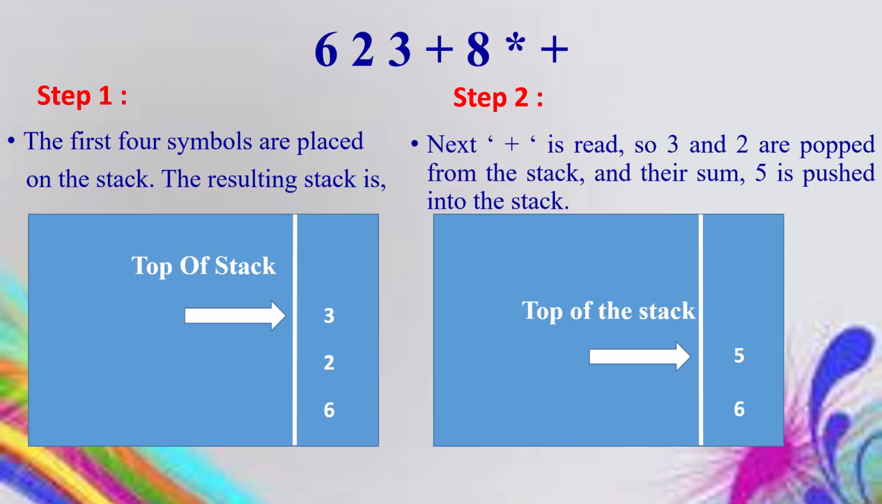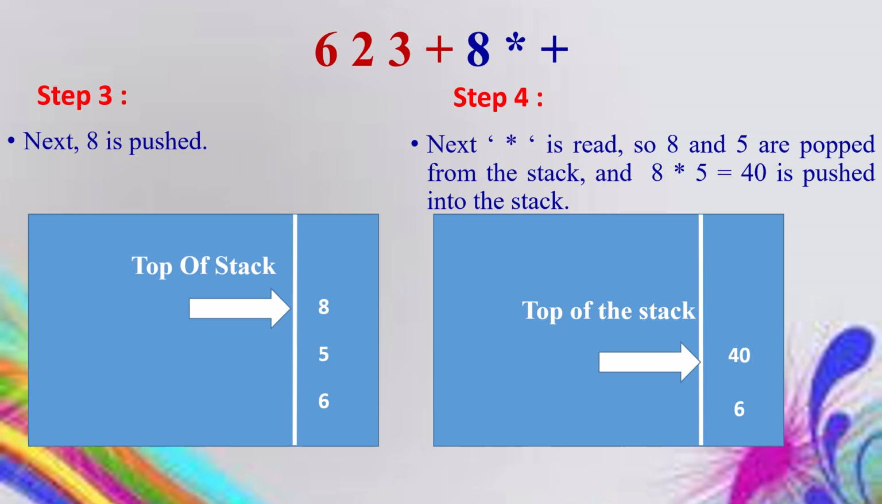Now we see a plus sign, an operator. We pop the two numbers 3 and 2. We calculate 2 plus 3 which gives us 5 and push that result back onto the stack. Next is 8, another operand. So push it into the stack.